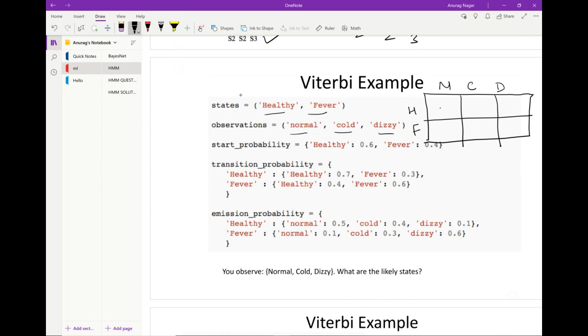So what would you call this value? Well, according to my definition, I will call V1H, V1F, V2H, V2F, V3H, V3F. That is what I would compute. Now let's compute V1 healthy, which is the probability of starting in the healthy state, which is 60%. Then the probability in the healthy state of outputting normal. This is the emission probability, healthy and normal, 0.5. And then let's compute time 1 for fever, which is 0.4. Then fever and normal is 0.1.